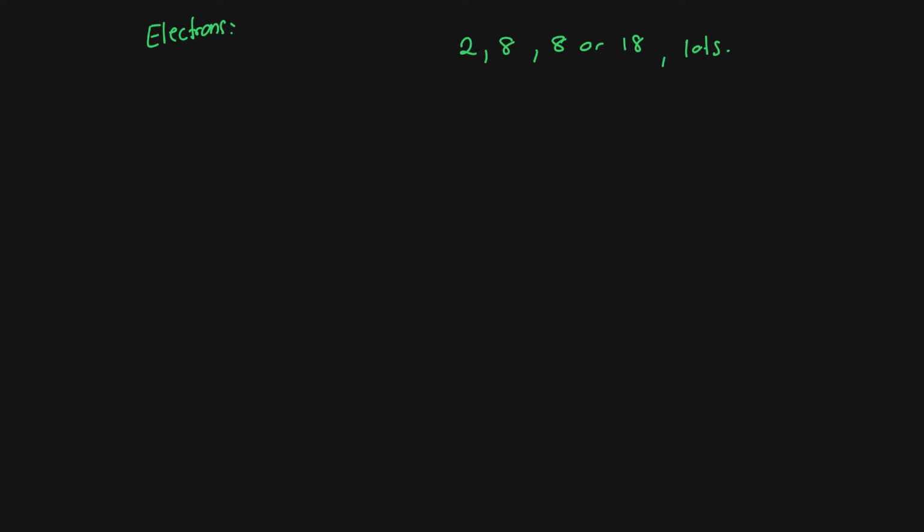Now, some of you may have been told 2, 8, 8, and then some more. Some of you may have been taught 2, 8, 8, or maybe 18, and then some more. But at this stage you basically want to know why that's the case. Basically, we have shells, and the shells have names.